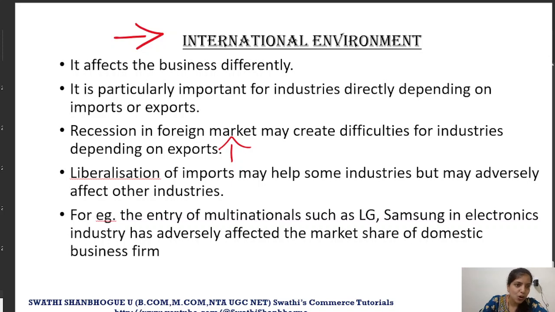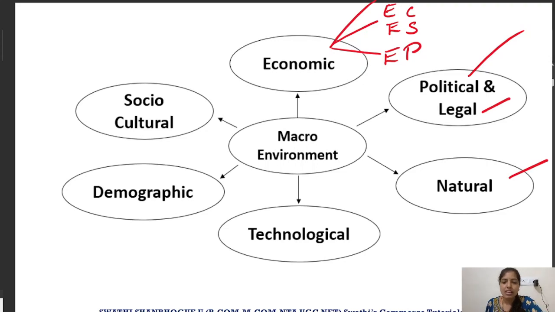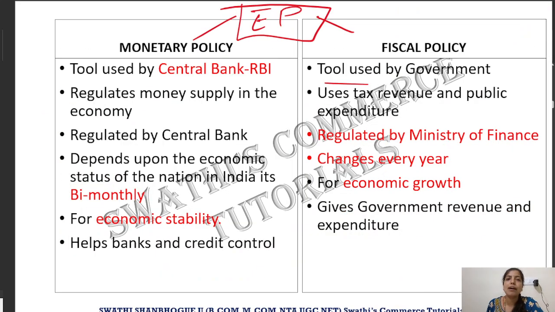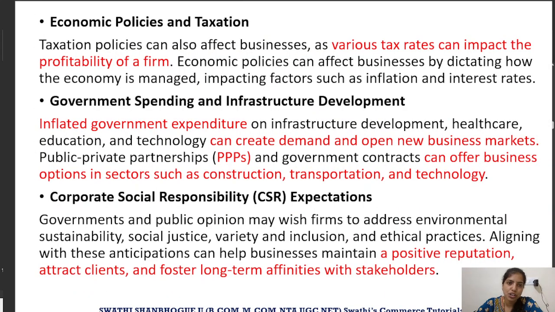Okay, so that is all for today's class, my dear students. We have discussed various points about your macro environment, that is your economic environment, where I've said it is divided into three halves: economic condition, economic system, and your economic policies. And then we read about your political as well as your legal system. We read about your natural environment, where natural environment was speaking about your ecology or your climatic condition, rainfall, and how it will affect the functioning of the business.